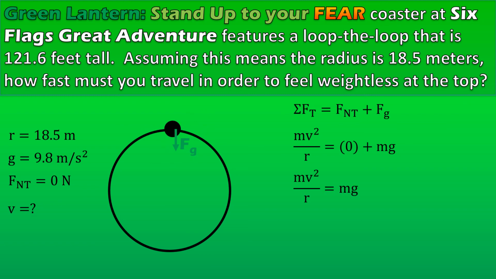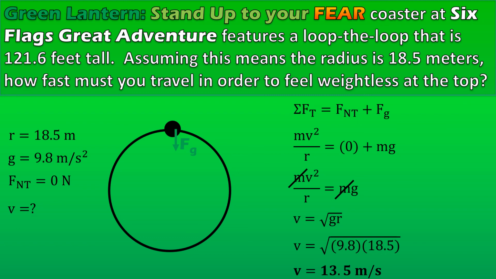All right. So then we have this. The masses, you could divide out the masses. They cancel each other out. We're going to get a nice equation for the velocity now. So you cross multiply, you get g times r, and then you take the square root, and you get the velocity that you need in order to feel weightless is equal to the square root of g times r, which in this case is the square root of 9.8 times 18.5. So the velocity would need to be 13.5 meters per second.